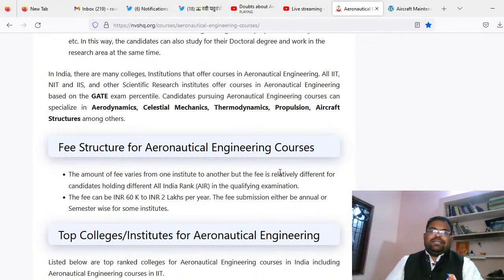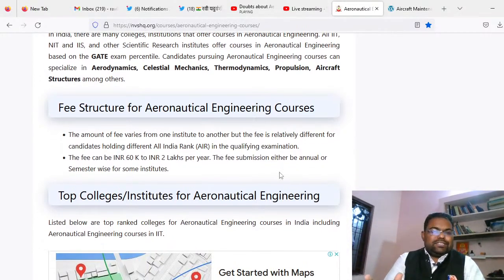Fee structure varies from institution to institution. Private universities are charging more, several lakhs, right? That may be per year starting from 60,000 to 2 lakhs. There are some deemed universities like Shastra Deemed University, which is providing quality education at very low fees. So you may find INR 60,000 per year as the course fee for aerospace.